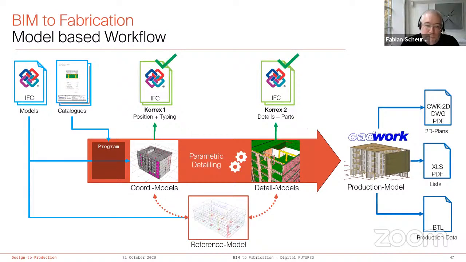The idea was to set up this process, feeding it with models and catalogs in the beginning, doing a two-stage verification process with a coordination model and a detail model, and the parametric detailing in between, and then hand out production models in the CAD work format, which is a well-known timber software format, over to fabrication that they could use to prefabricate all the interior parts of the elements, and also create 2D drawings and production data for CNC manufacturing.